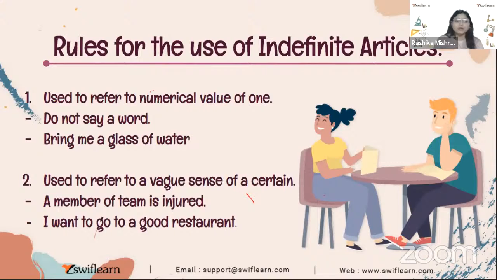I want to go to a good restaurant. Here we are not talking about a particular restaurant. It could be any good restaurant. That is why we have put a here. Okay. In these cases, we always put the indefinite article a.